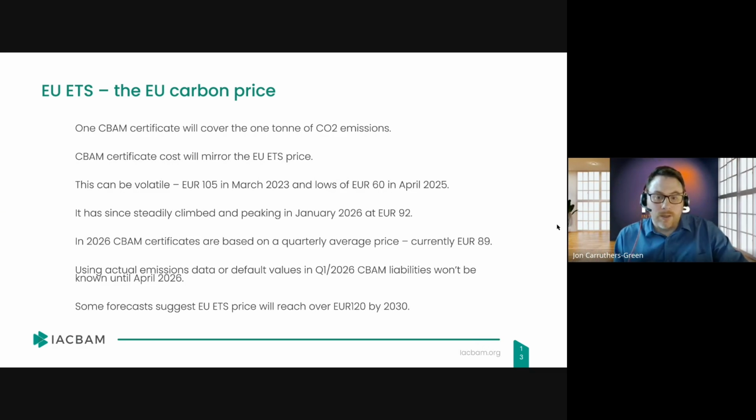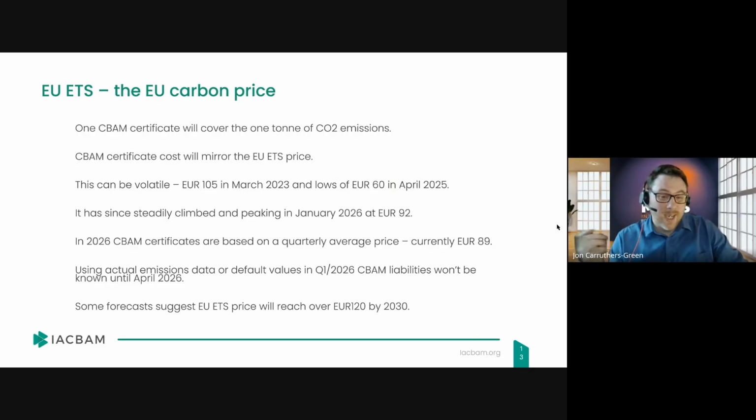But as I say, when we get to April, that quarterly average may have changed, maybe slightly lower, maybe slightly higher. One thing that I would say, though, is a lot of the forecasts that I have seen suggest that the ETS price is just going to increase. I've seen some forecasts suggesting it's going to be over €120 within the next few years. Given the movement that we've seen this year, that wouldn't surprise me at all.